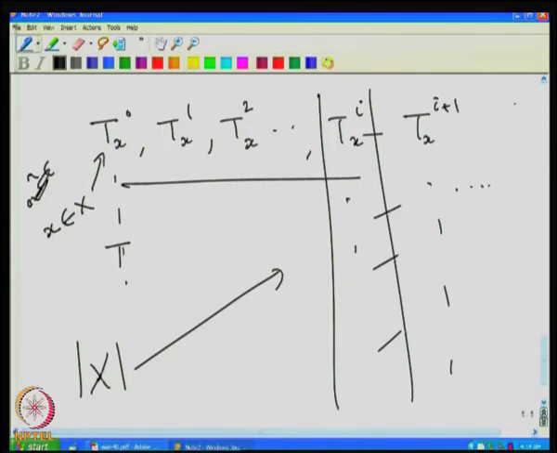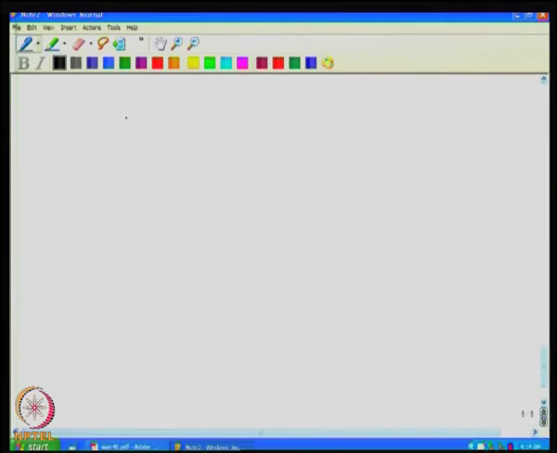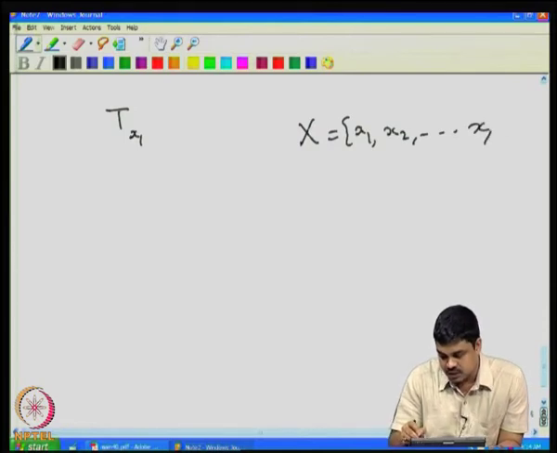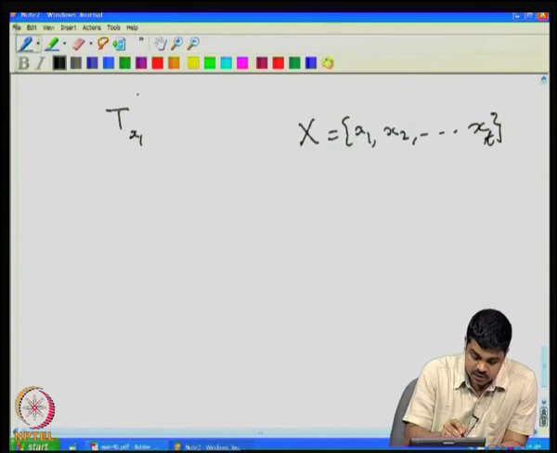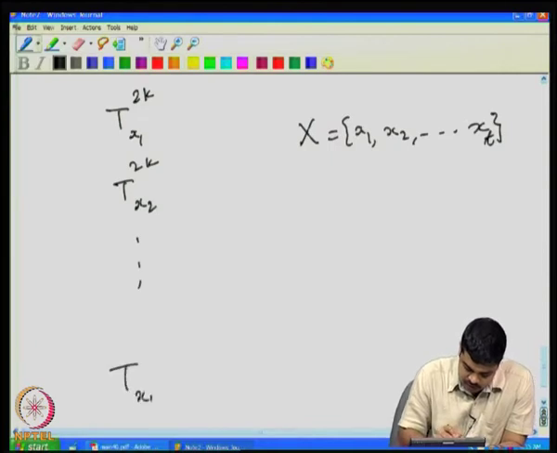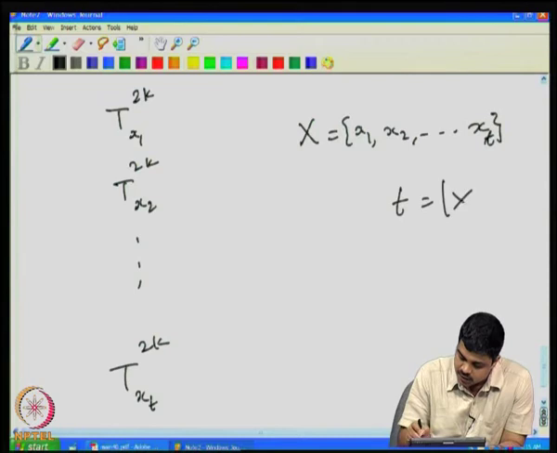It is clear that when we reach the 2kth step, Tx2k and so on, we have already covered all the vertices of the graph. That means every vertex of the graph belongs to one of these trees. So, that has become a partition of the graph. Now, some properties of these trees. Let us say this set is X equal to x1, x2, up to xt. Then we have the trees Tx1 to Txt, where t is equal to the cardinality of X.